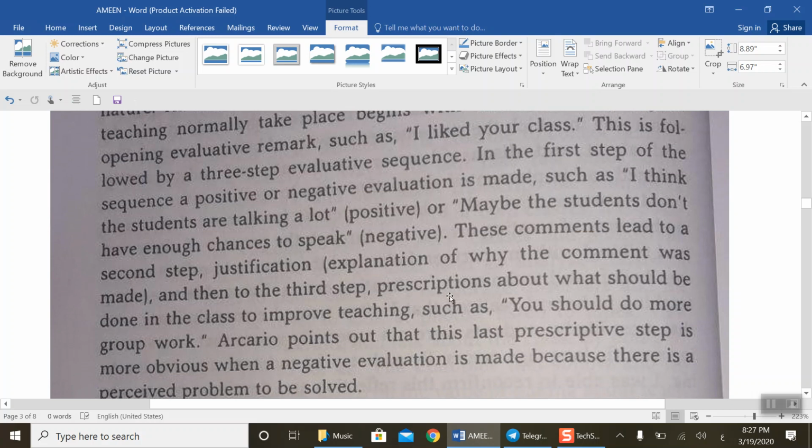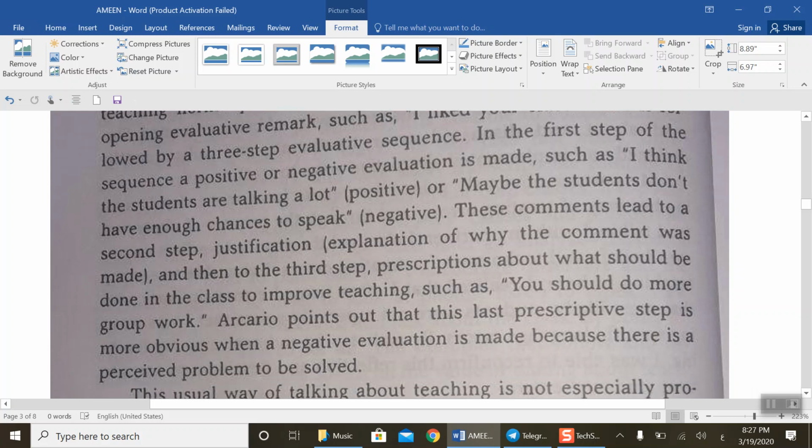And then to have what? Third step, prescriptions about what should be done. The third step is prescription about what should be done in the class to improve teaching. For example, you should do more group work. This is very important. For example, if I told Mr. Ali that your students do not speak English, he will give justification. Then you have to give what? Prescription. About this problem, how to prescribe it? How to deal with this problem?